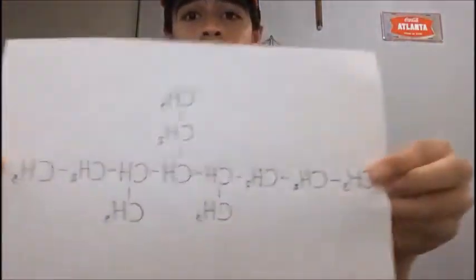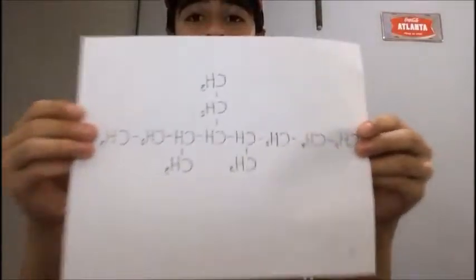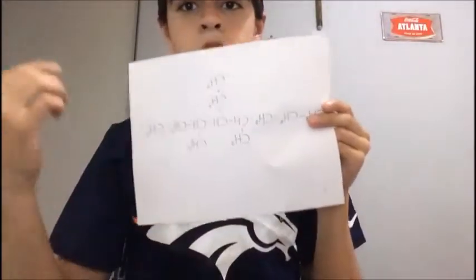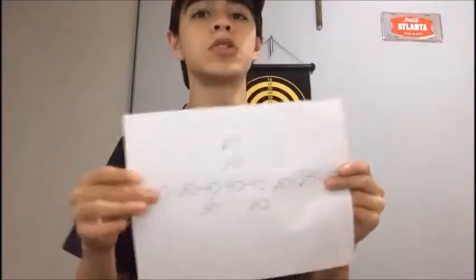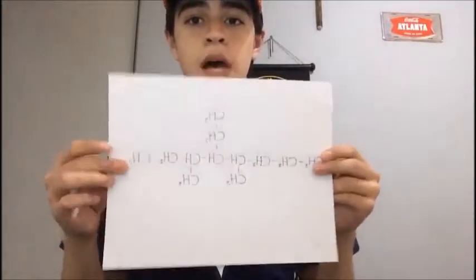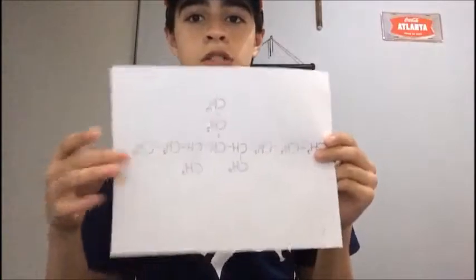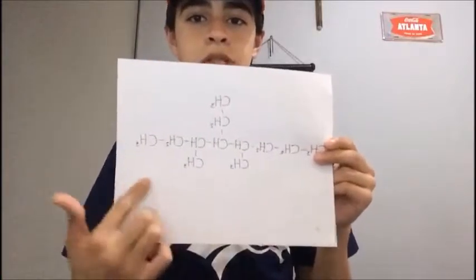Hi, I'm going to show you an example of how to name an alkane. First of all, we have this formula, and we are going to count the longest carbon chain, and we are going to number it from the end closest to a substituent. So in this case, it will be this substituent.